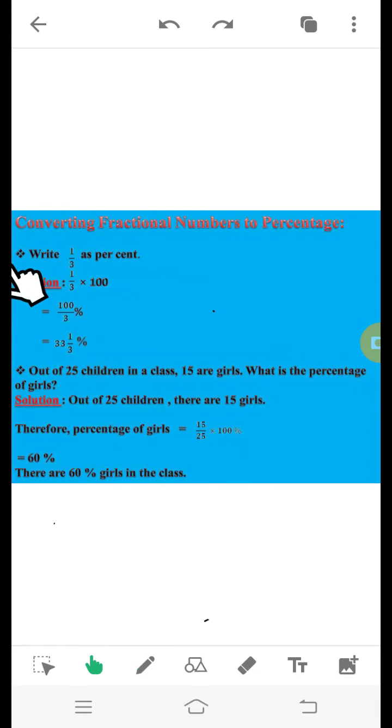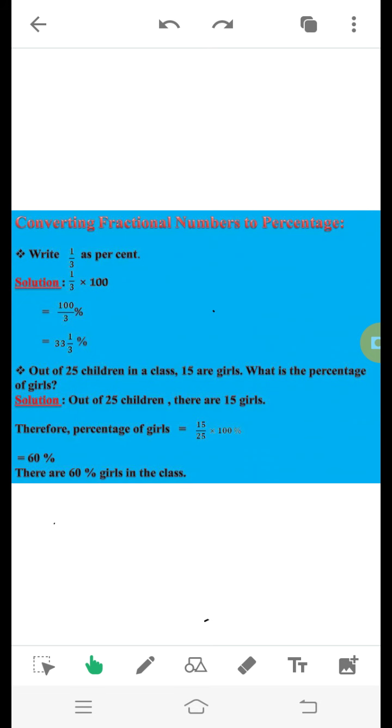Here, write 1 upon 3 as a percentage. Here 1 upon 3, that is the fraction number. Now we have to convert this number into the percentage form. So when we have to convert this fraction number into the percentage, we have to multiply that number with 100. So here multiply 1 upon 3 with 100. 1 multiply 100, it's 100. So here 100 divide 3. Now divide 100 by 3. Your answer is 33 1 upon 3 percent.